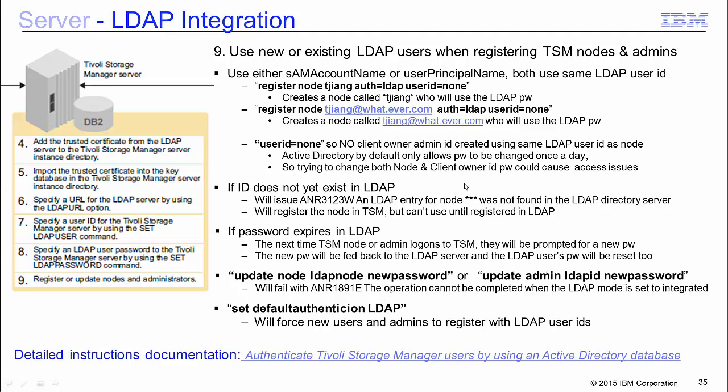If you want all of your Spectrum Protect nodes and admins to register utilizing LDAP, you can set default authentication to LDAP, and that'll force all your new users and admins to register with LDAP. So the same procedure that I went through for registering a node, you can also use for registering a Spectrum Protect admin. So instead of register node, it'd simply be register admin, and then you would specify either the SAM account name or the user principal name.